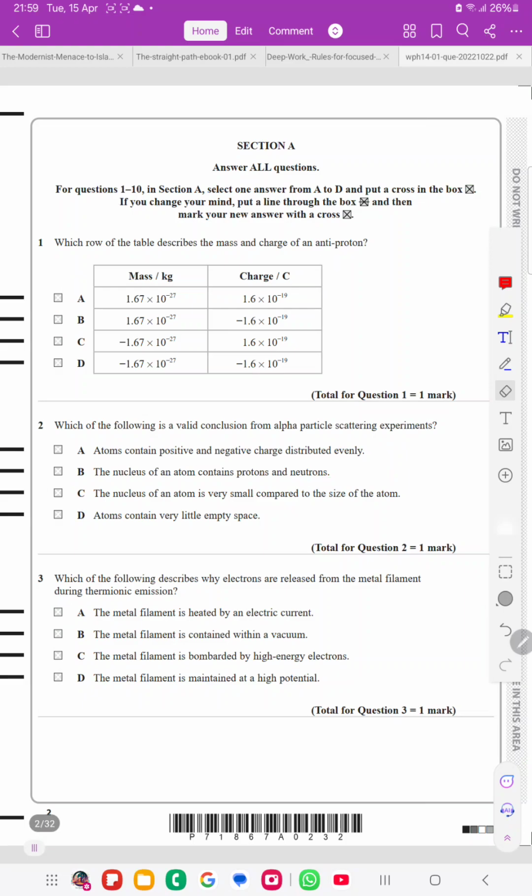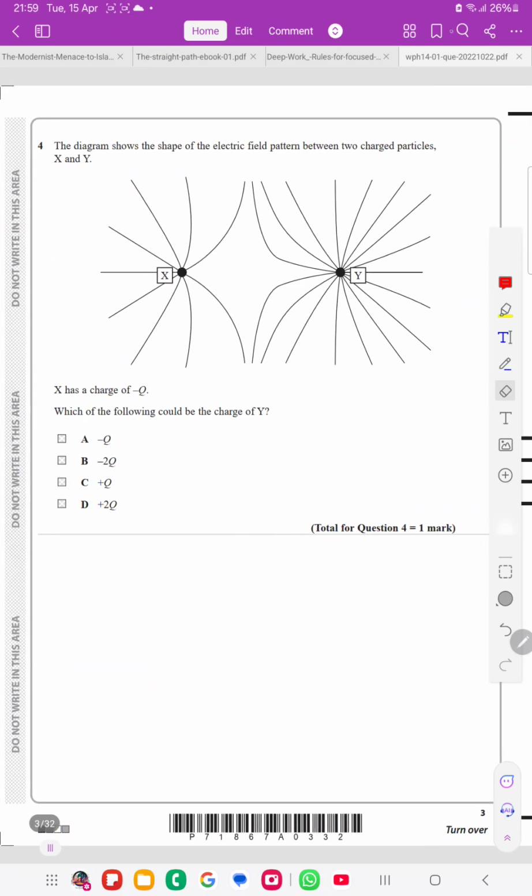Now moving to the next page, the diagram shows the shape of the electric field pattern between the two charged particles x and y. Which of the following could be the charge y? Now we can see the lines here are diverging, so that means they have similar charges. And since these are diverging lines, the charges are negative as well.